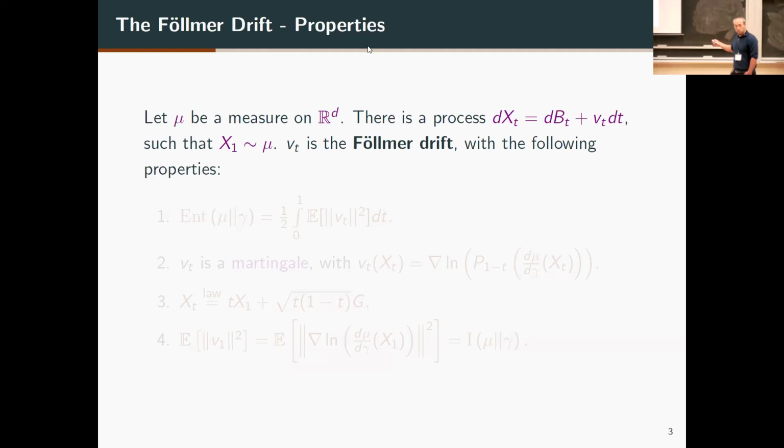But there's a special choice of that drift. It's called the Follmer drift. It goes back to the work of Follmer in the 80s, which has several nice properties. The most important property, which shows why it should be connected to the Talagrand inequality, is that its energy along time equals the entropy of mu with respect to the standard Gaussian, right? So just to make a comment here, X_t is just a shift of the standard Brownian motion, right?